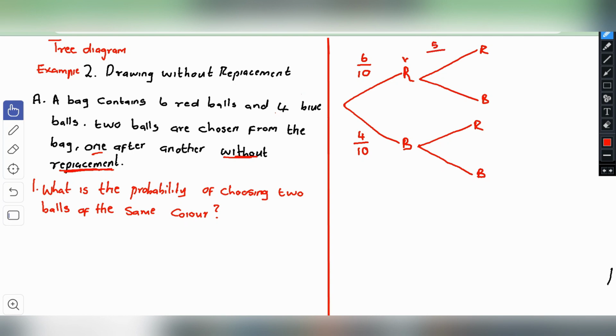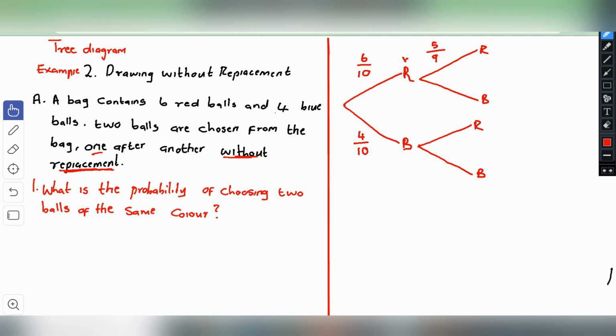Remember that after he chose the ball, he did not replace it, so the total number has also changed. The total number of the balls has changed to what? To 9, because the ball was not replaced, right? So now we have 5 over 9 for the red one.